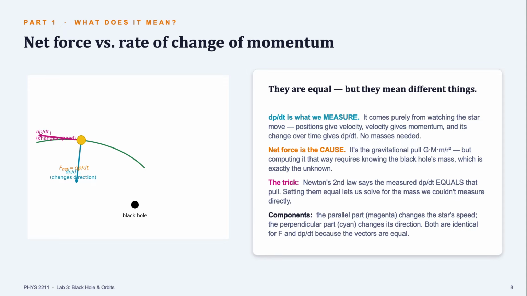So what does it mean? Net force and rate of change of momentum are equal by Newton's second law, but they mean different things, and that's what I measure. The rate of change comes straight from the star's motion, no mass needed. Net force is the cause, the gravitational pull, but computing it needs the mass I'm looking for. So setting the measured dp/dt equal to the pull is what lets me solve for the mass, and the components match: parallel changes speed, perpendicular changes direction.